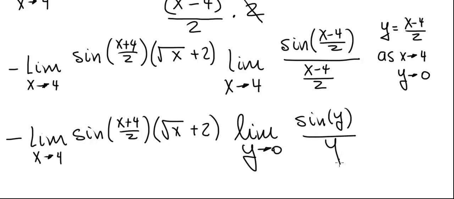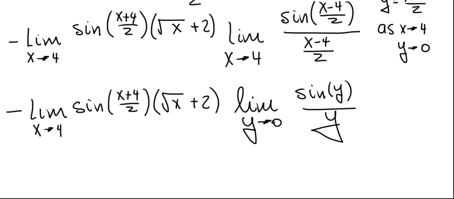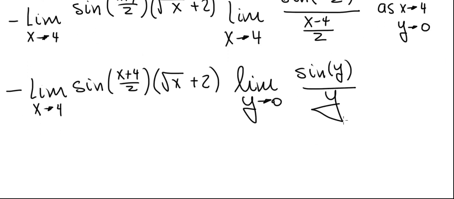Now the second limit is 1. The limit as y goes to 0 of sine y over y is 1. In the first limit we can just plug in 4 for x and we'll get a number. We don't get an indeterminate form, and that would be our limit.